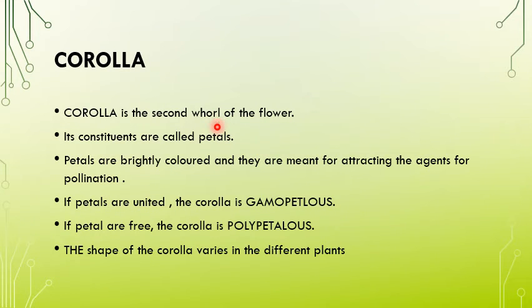Corolla is the second whorl of the flower. Its constituent, means the unit of that, is known as the petal. They are brightly colored. They are meant for attracting the agents for the pollination. Similarly, if the petals are united or fused, it is known as gamopetalous, and if they are free, known as polypetalous. The shape of corolla varies in the different parts of the plant. You can see the shape of the petals. It may be bell shaped, it may be oval shaped. There are various types and various colors.